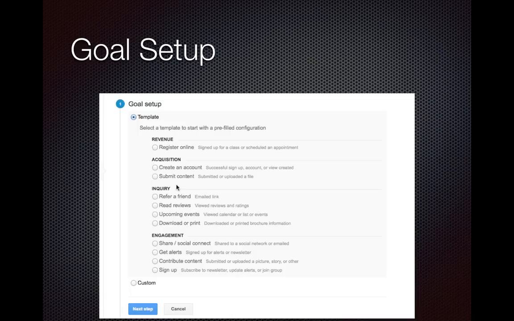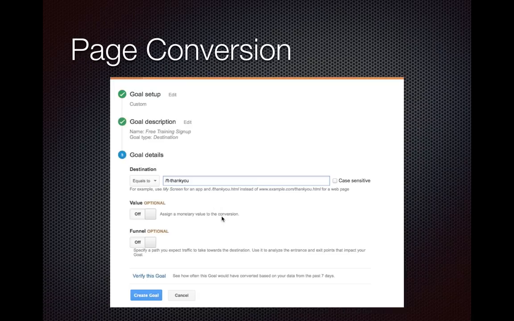So really what you need to do for the most part is just hit the custom button and then hit the next step. And for landing page conversions or web forms, the goal type is called a destination. And the destination, as you see here, we've just set it to /FT-thank you, which was set up for this free training event, and kind of used the analytics that we set up for this webinar as an example.